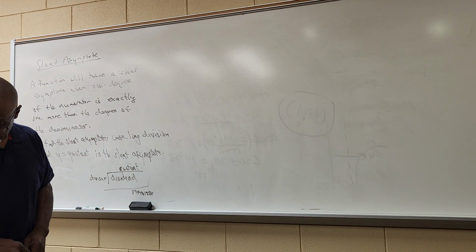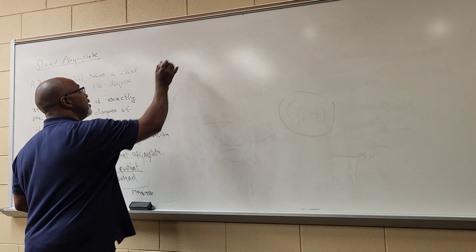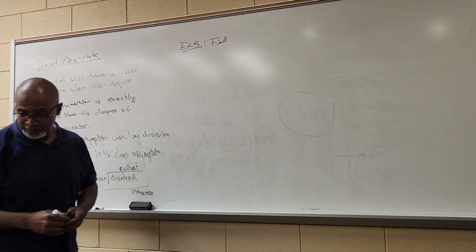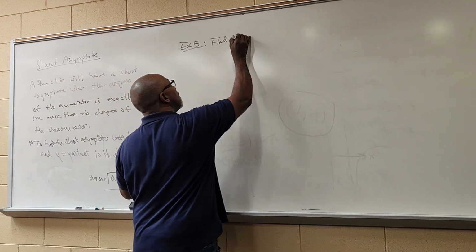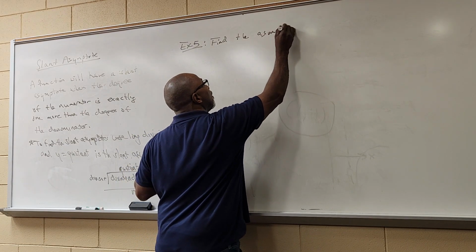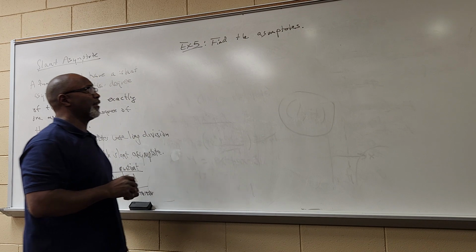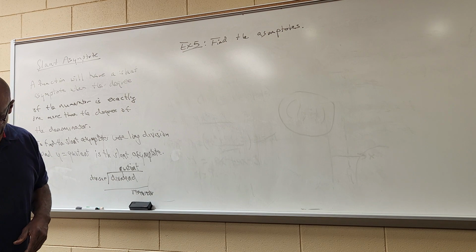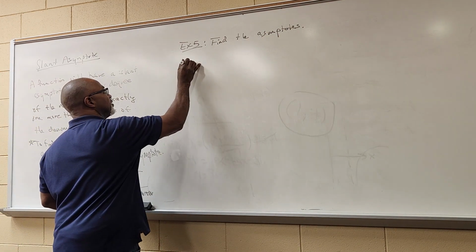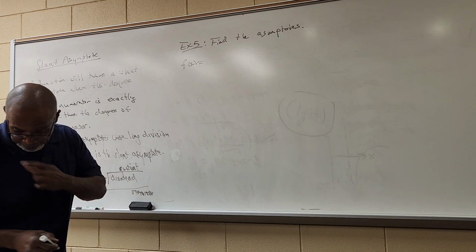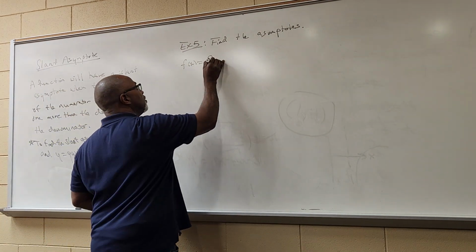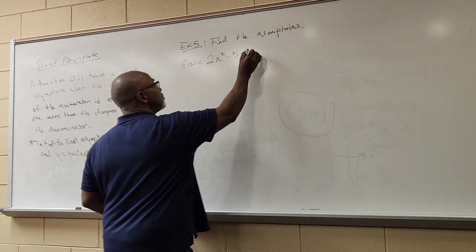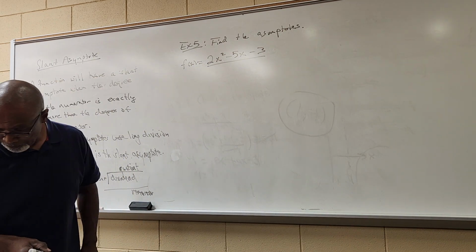So, let's put all this stuff together and let's do example 5. They say find the asymptotes. So I want to find the vertical, horizontal, and slant asymptotes. The function they give me is f of x equals 2x squared minus 5x minus 3, divided by x minus 2.